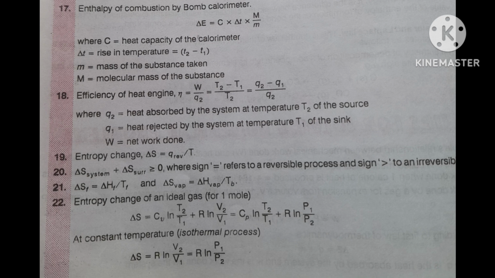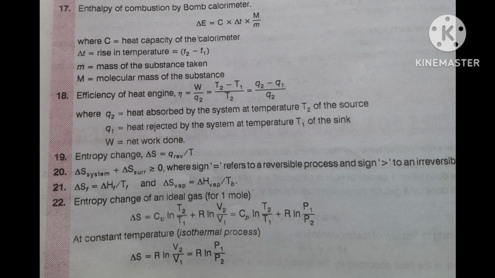Hence delta SF for fusion is equal to delta HF during fusion divided by TF, the melting point, and delta S vaporization is equal to delta H vaporization divided by TB. Now the most important relation I am telling you, I have not discussed earlier, but here I am telling you. This is a very very important relation, because by using this relation or expression, many other relations you will get.